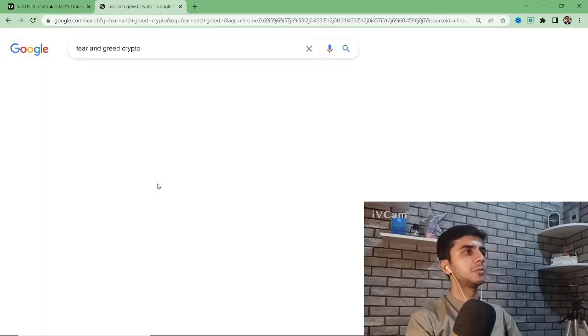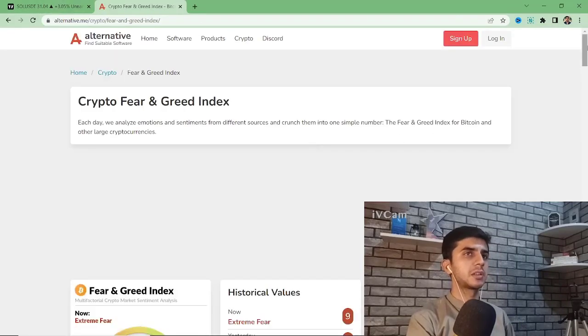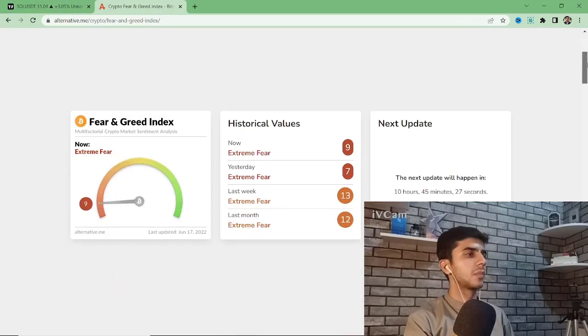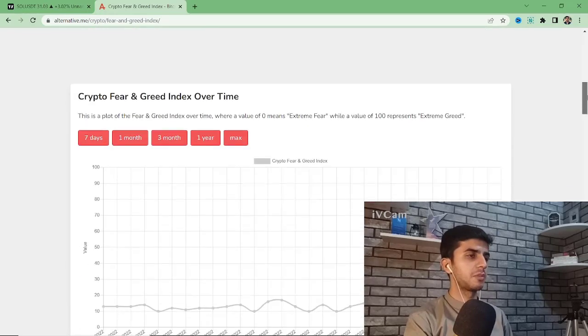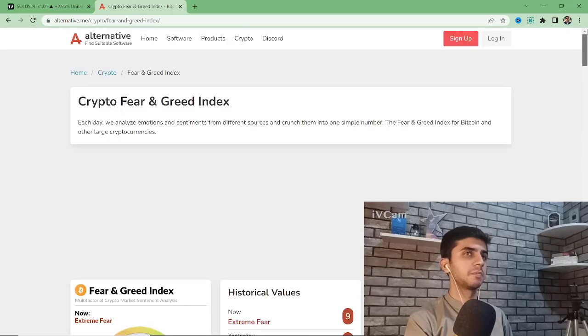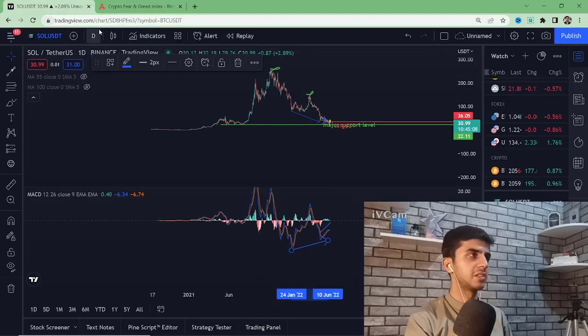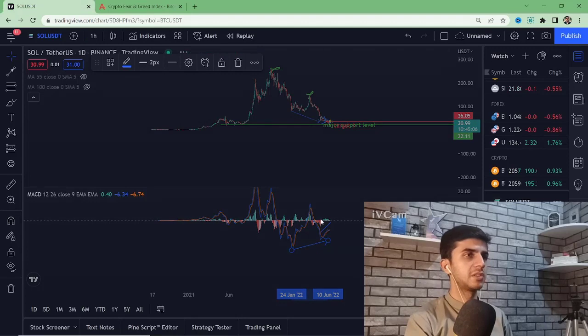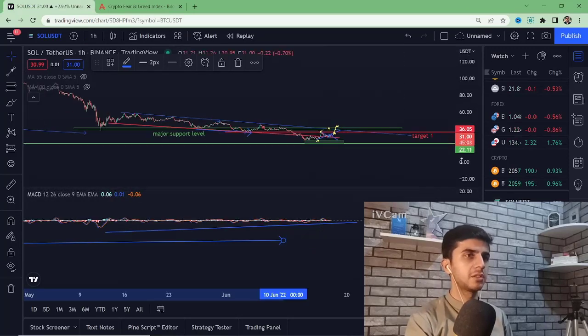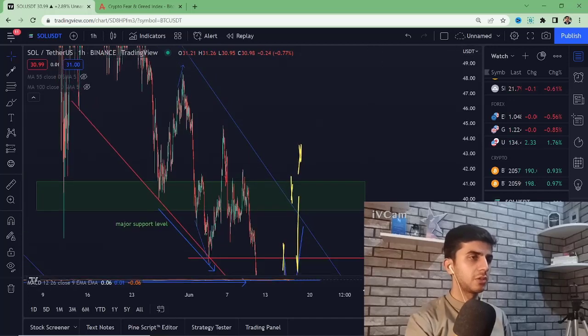Fear and greed crypto, we're going to check out the fear and greed index. There you can see yesterday it was 7, extreme fear. That is really extreme fear. That is the point when you should be grabbing your altcoin bag. This is the exact point. They create these fears for reasons, and they want you to miss these things, to stay in your fears and not take entries. Stick to the analysis, stick to the plan, and take your entries.